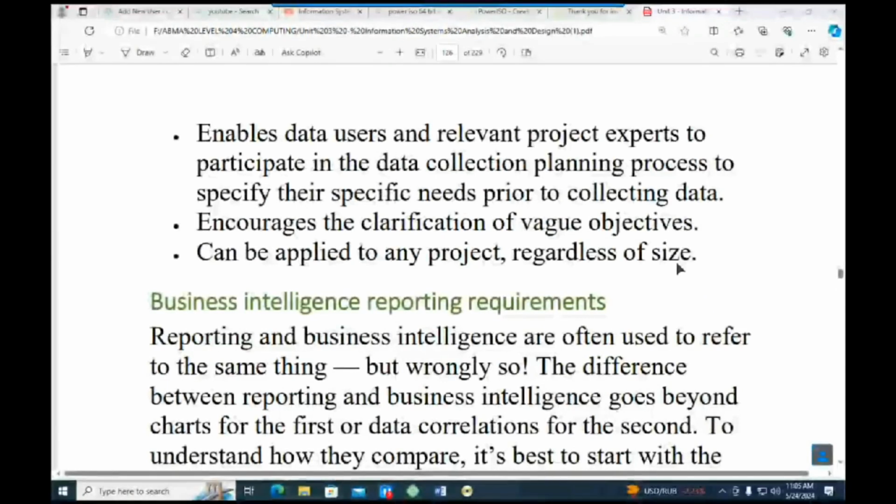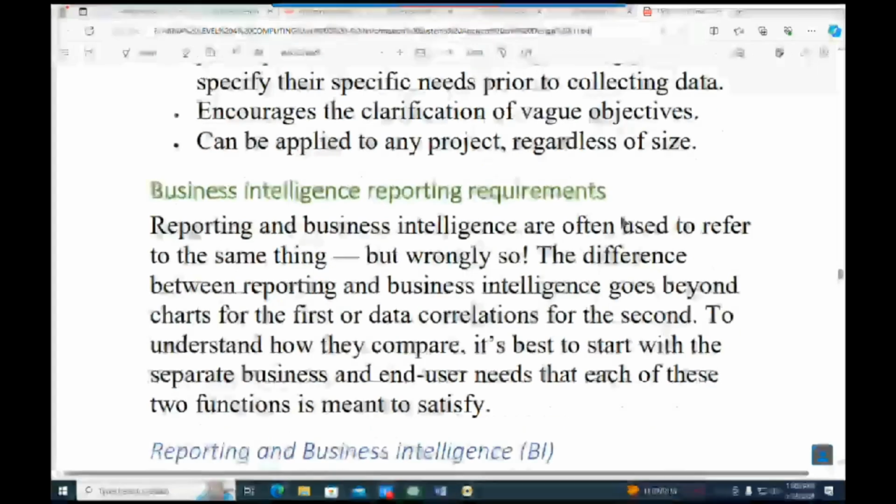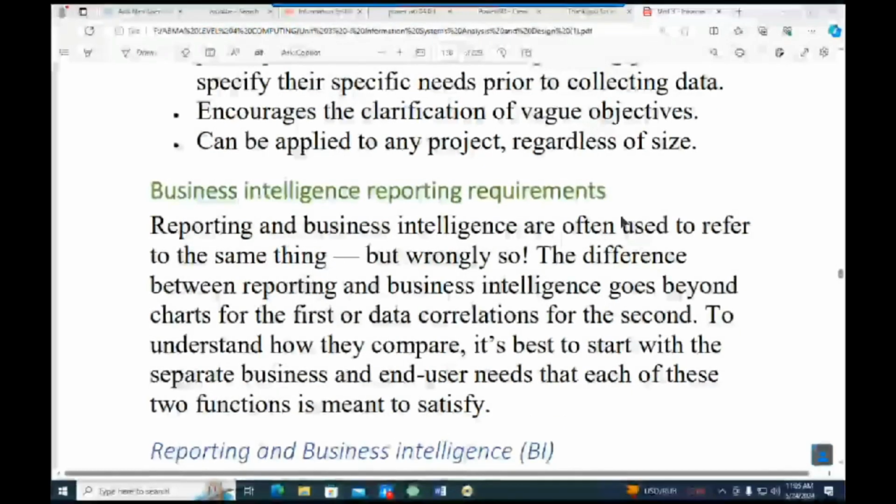Fourth, it is going to enable data users and some relevant experts of the project to participate in the data collection planning process. So they are going to specify their needs there before the data collection actually happens. The fifth one, it is going to encourage clarification of some objectives that are not clear. We call them vague objectives.